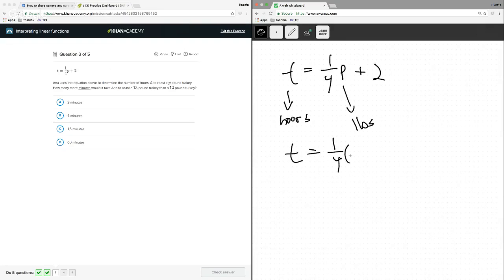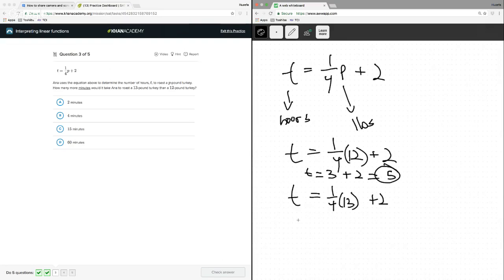So we're going to first calculate the time it takes to roast a 12-pound turkey, right? Because we're just literally plugging in 12 for pounds. And then this is for a 13-pound turkey. So what's 1/4 of 12? That's actually 3 plus 2 equals 5. So this is in hours, right? So it takes 5 hours to roast the 12-pound turkey.